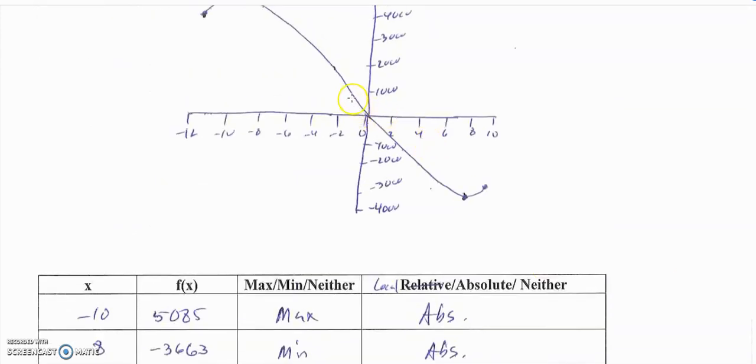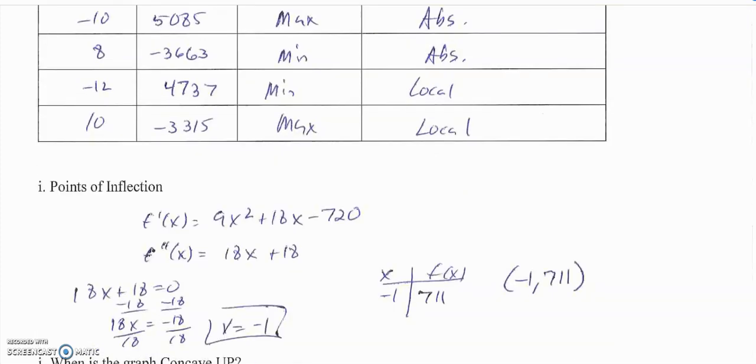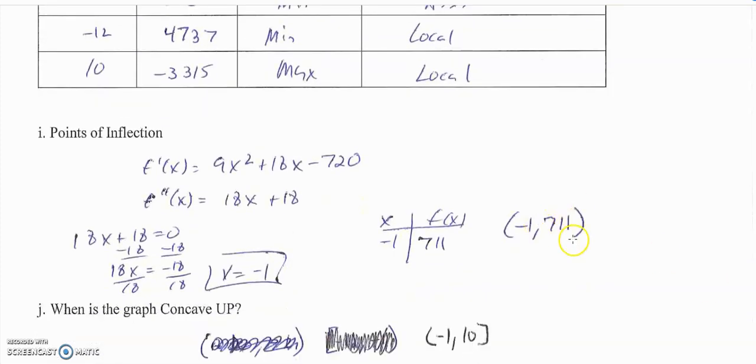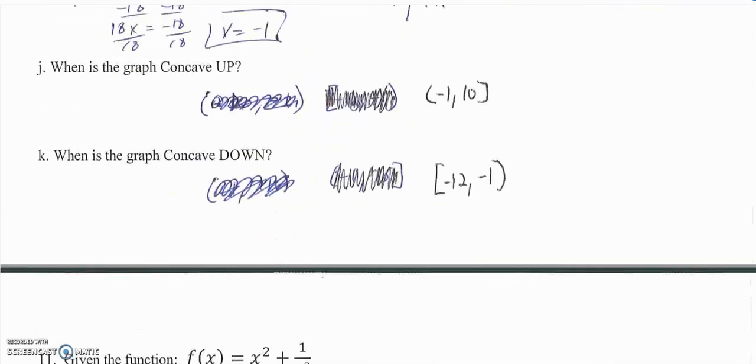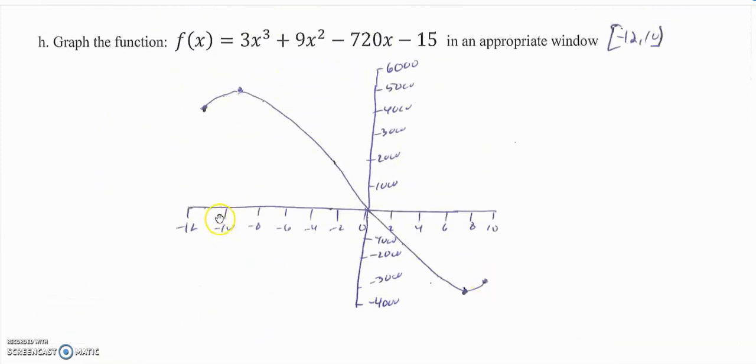Negative 1, 711 would be here. That's where it changes from concave down to concave up. So we can verify that with a graph. So we have an inflection point at negative 1, 711. When is the graph concave up? If you look at the graph, it is concave up from that negative 1 on to 10. And when is it concave down? It's concave down from negative 12 to negative 1.